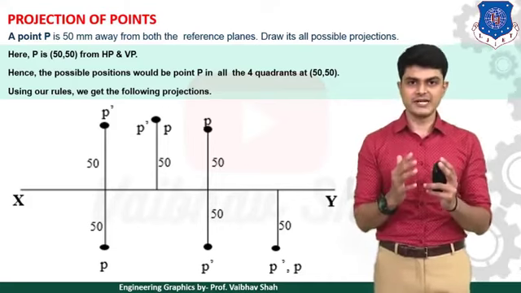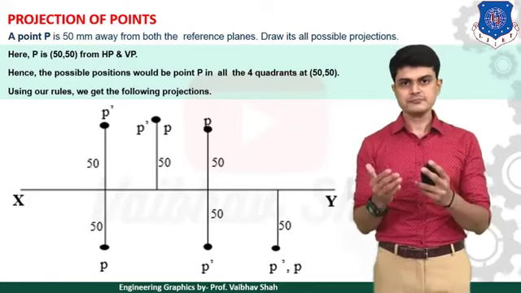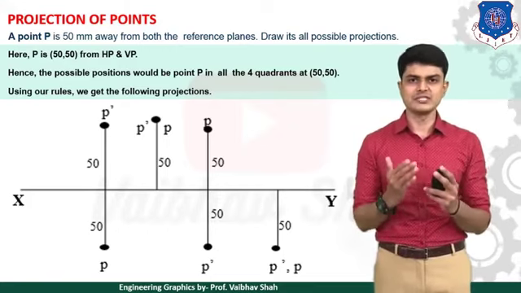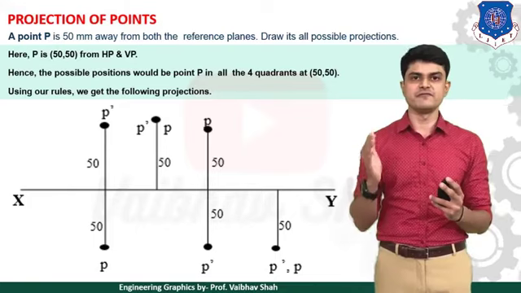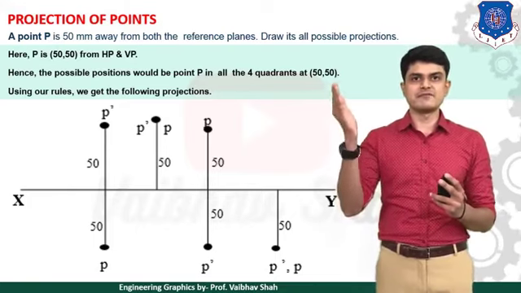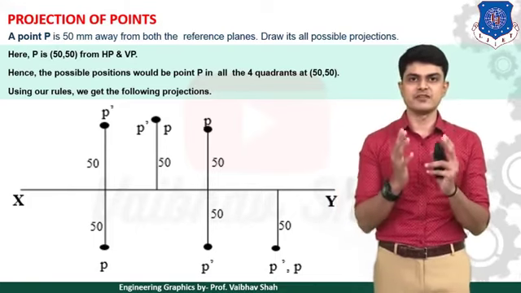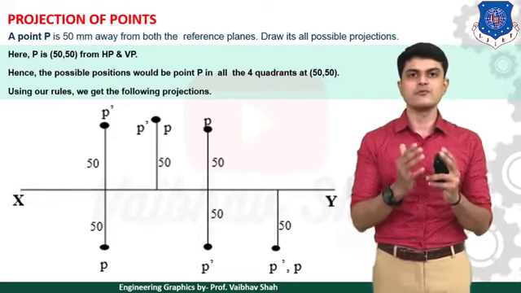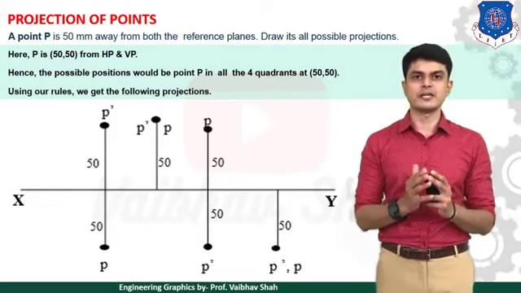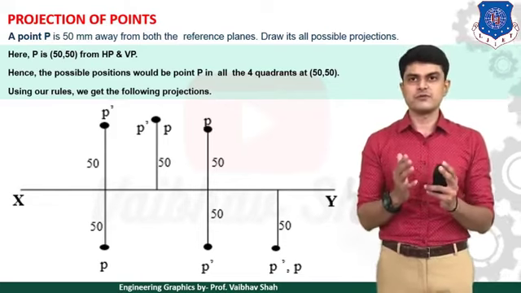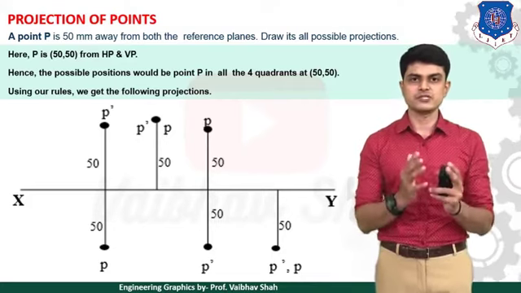Now as you can see, this point is 50 mm away from X and Y. So we might have this point as P 50-50, because it is at 50 mm distance from X and also from Y. So let us start plotting the point first. First we will be plotting this point for the first quadrant.